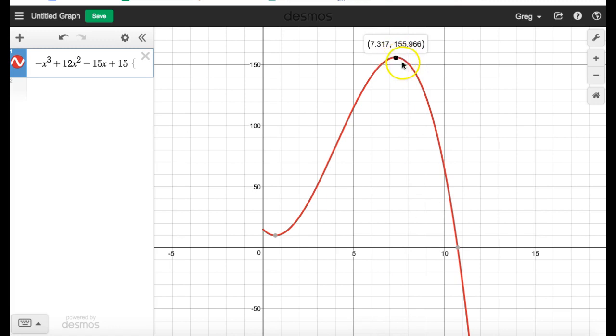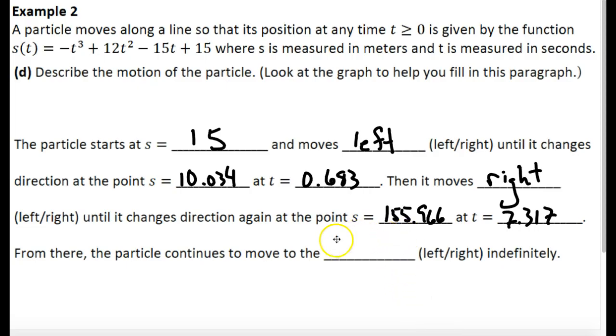From there, the particle turns back around and moves to the left, and it keeps moving to the left indefinitely. We know that because the slope of my position graph is negative, which means the velocity is negative.